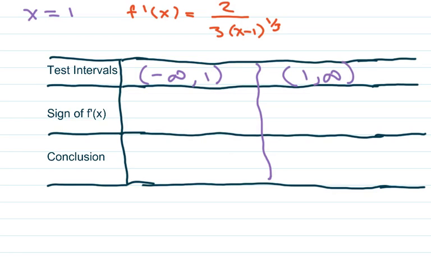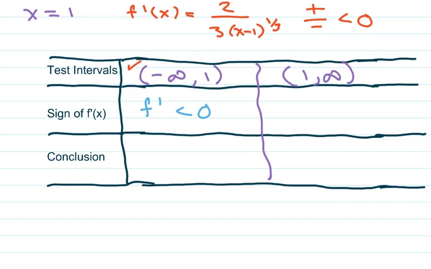is 2 over 3 times (x minus 1) to the 1/3. So what I'm going to do is plug in 0, because 0 is less than 1 for this first interval. When I plug in 0, you're going to get a positive over a negative. And so that's going to end up being a negative. I don't even have to figure out what the value is. I just know the denominator is going to be negative.